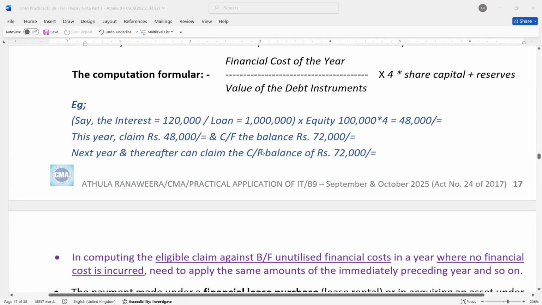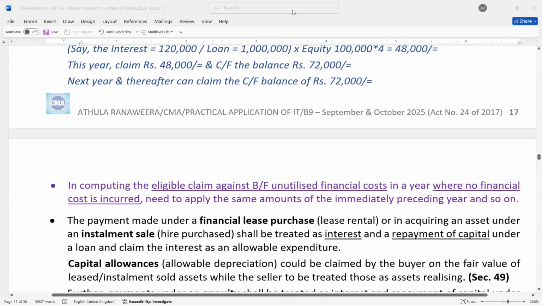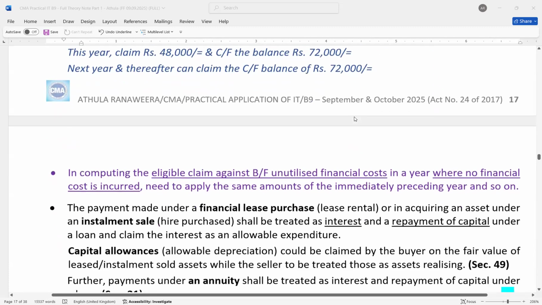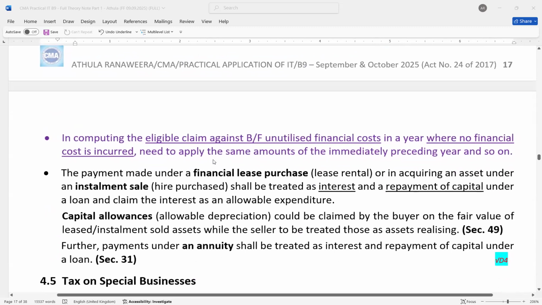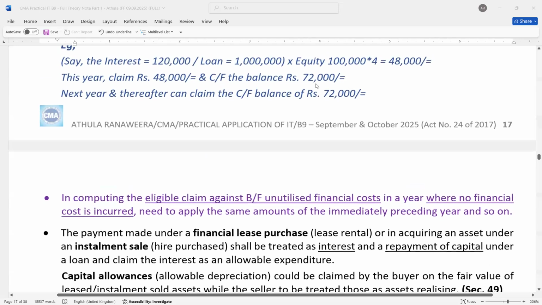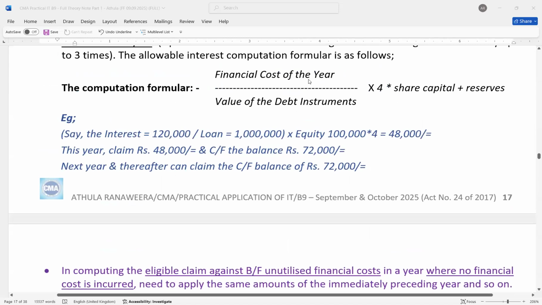Is it understood? Yes, sir. Right. Now with this example, you can just apply it and see. The answer is anyway 48,000. In computing the eligible claim against the brought forward unutilized finance cost, earlier I said that in certain cases it has gone to preference shares. I know one case where the taxpayer failed at tax appeals and failed at the appeal courts. Actually, I can't see any reason for this particular taxpayer losing at the appeal courts level.